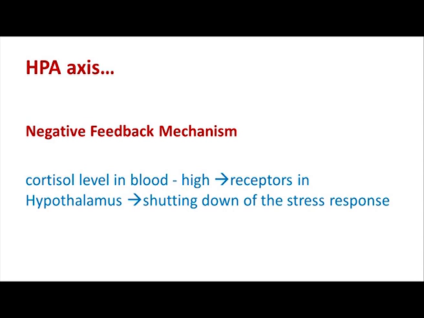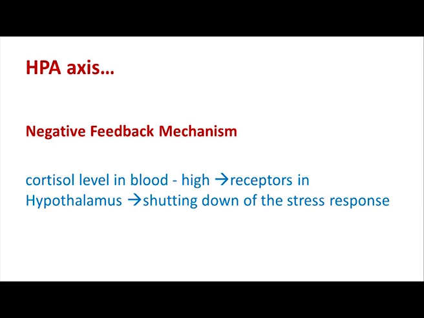Now, what happens when the cortisol level in the blood gets high? Then it is sensed by the receptors in the brain like the hypothalamus, which leads to the shutting down of the stress response through the negative feedback mechanism.